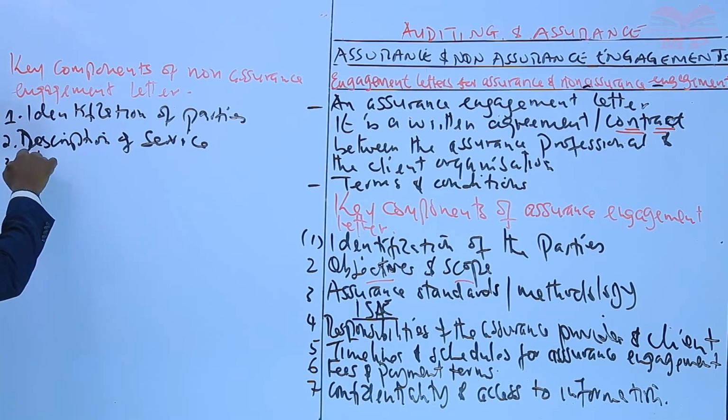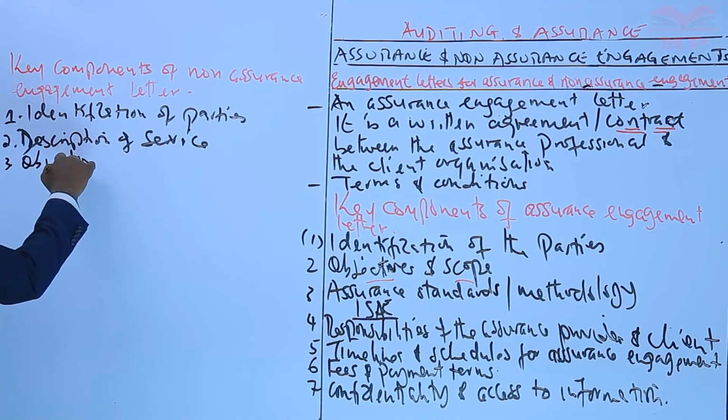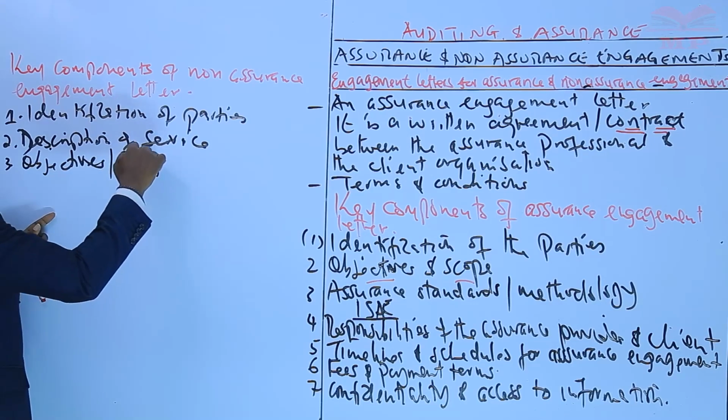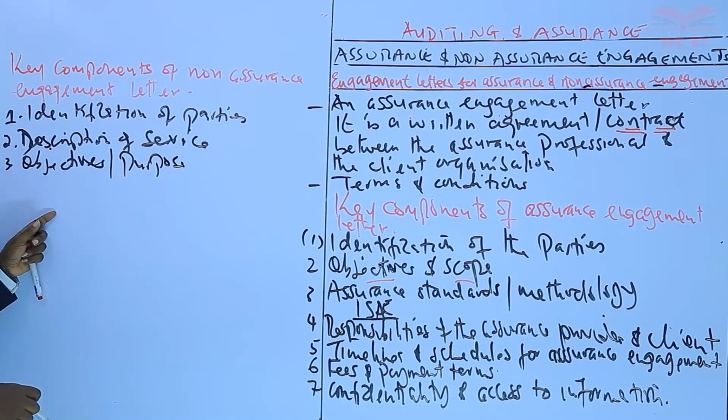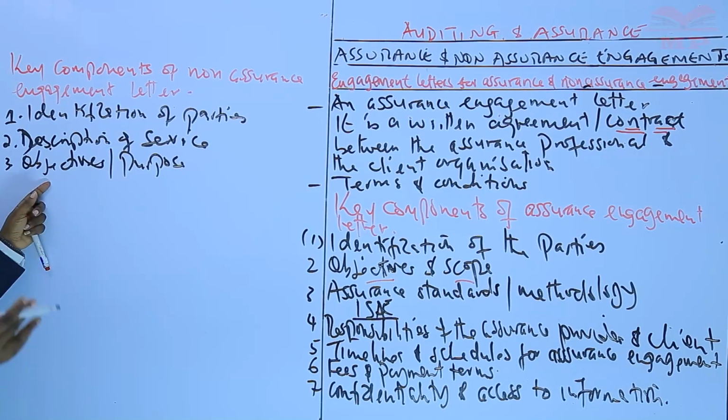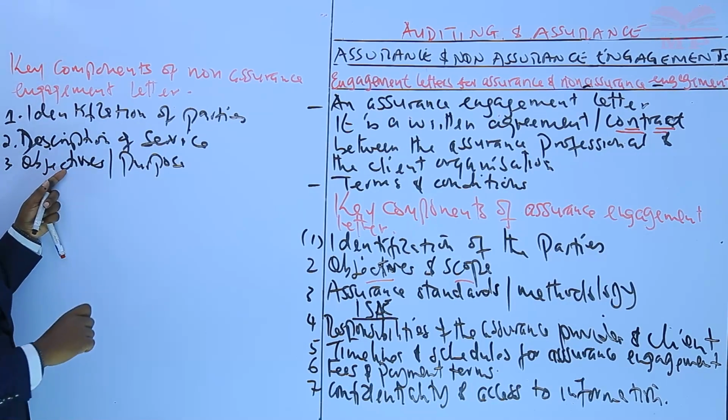3. Objectives or purpose. The engagement letter clarifies the objectives and purpose of the non-assurance engagement. It also explains the intended outcomes or benefits that the client organization expects to achieve through the service provided.